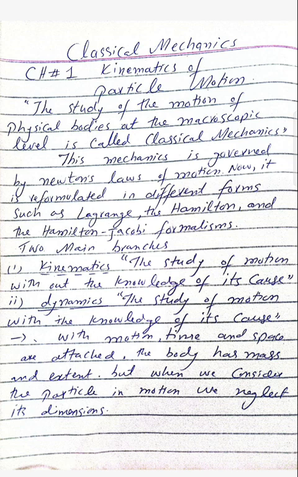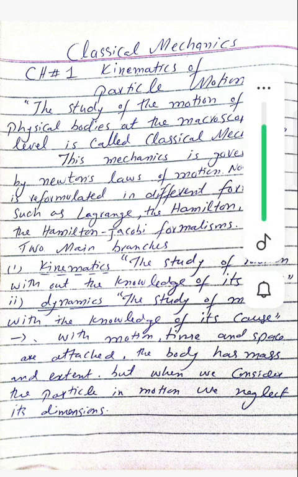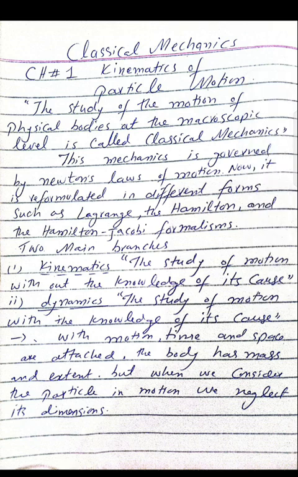Now, classical mechanics is governed by some laws, which we call Newton's laws of motion, which are responsible for telling about the motion of a body. Now it is reformulated in different forms such as the Lagrange, the Hamilton, and the Hamilton-Jacobi formalisms. And there are mainly two branches of classical mechanics.